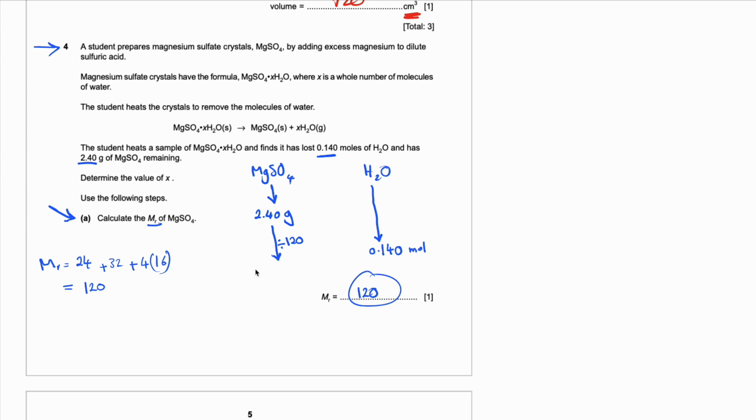And if you do this calculation, it's going to give you 0.02 moles of magnesium sulfate. So now we know the number of moles of magnesium sulfate. When you have the number of moles, we divide by the least of them. So since 0.02 is lower than 0.140, we're going to divide both by 0.02. And that gives us a ratio of 1 to 7. So we have 1 unit of magnesium sulfate per 7 units of water.